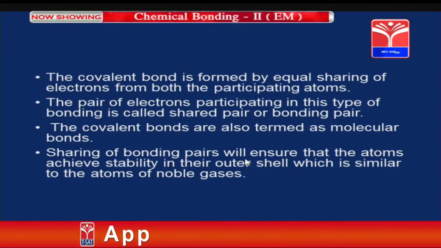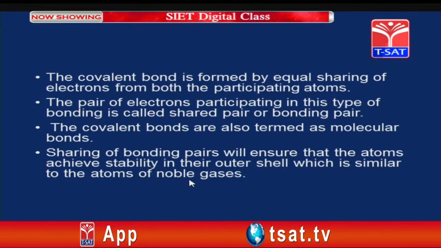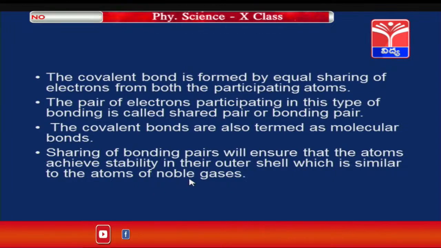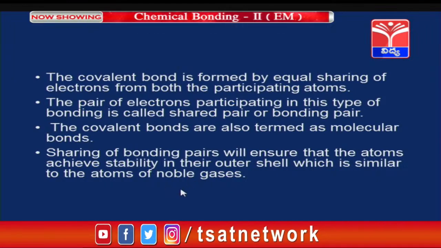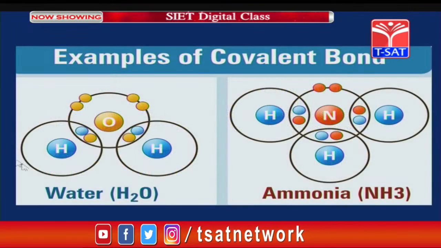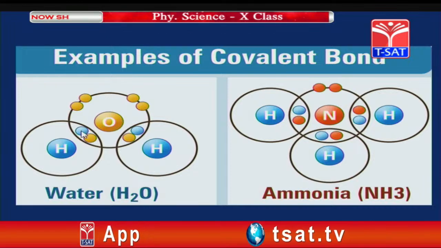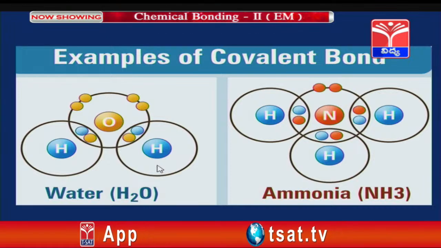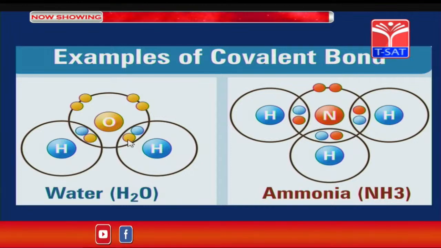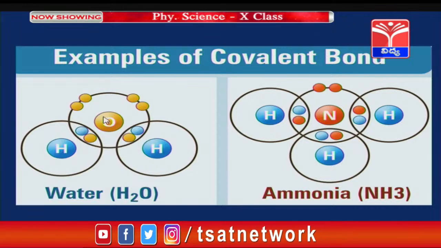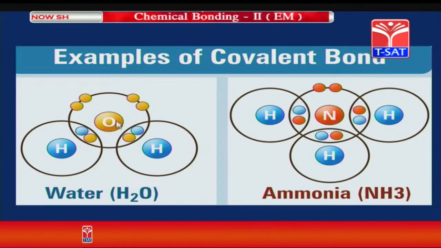Children, sharing of bond pairs will ensure that the atoms achieve stability. So, why are they sharing the electrons, children? To attain octet configuration, that means having 8 electrons in the valence shell, similar to that of noble gases. Some examples are water. Here you can see that a water molecule is made up of 1 oxygen atom and 2 hydrogen atoms. Oxygen and hydrogen have shared one pair of electrons. So, the type of bond formed between oxygen and hydrogen is a covalent bond.